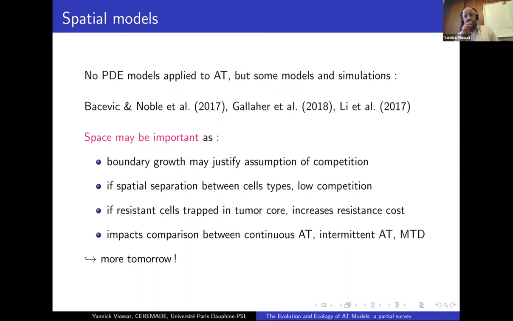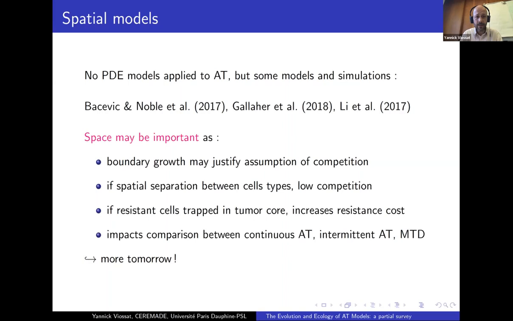Something that is also important in this model is to think about space. As far as I know, but I might be wrong, there is no partial differential equation model like reaction diffusion, from a theoretical point of view, not from agent-based simulation, that is applied to adaptive therapy. However, there is a number of models that have been thinking about space. There is one in Basevich and Nobel et al., one in Gala et al., and also Little in the Maastricht sphere. And there are various reasons why space may be important, as some of these papers exemplify.